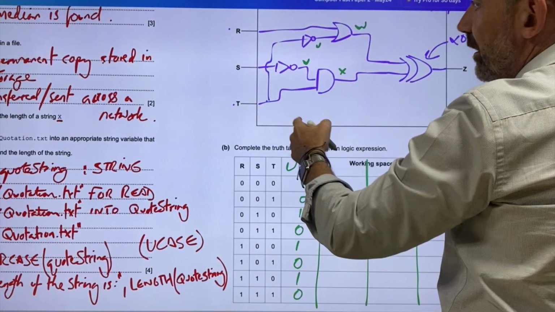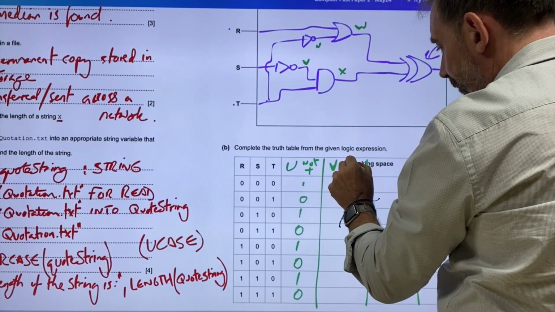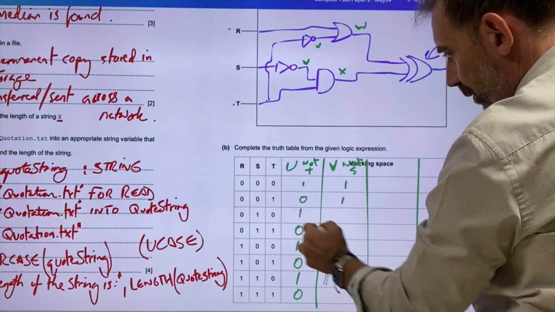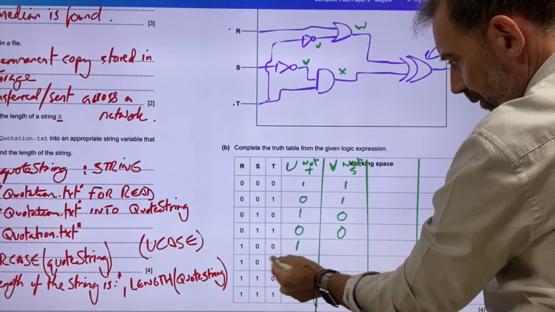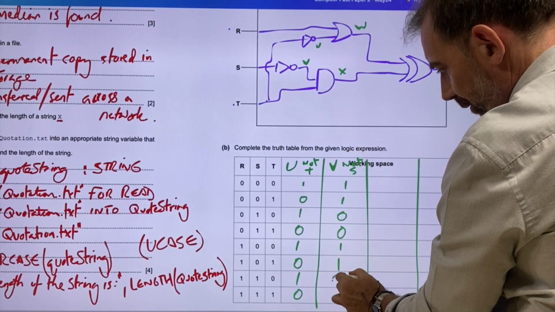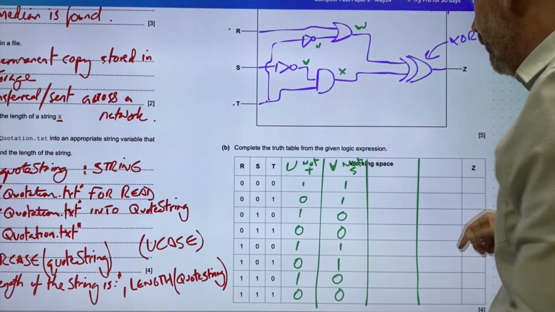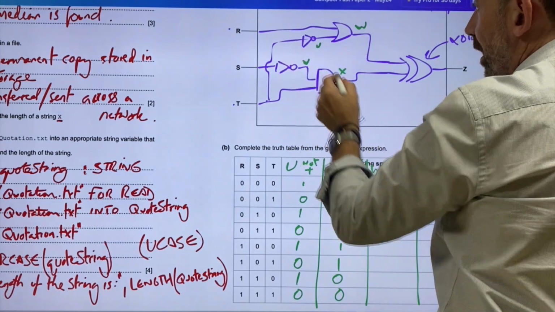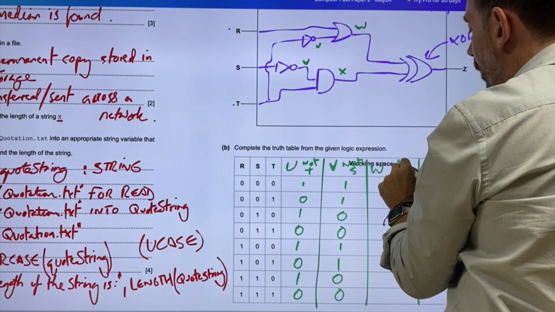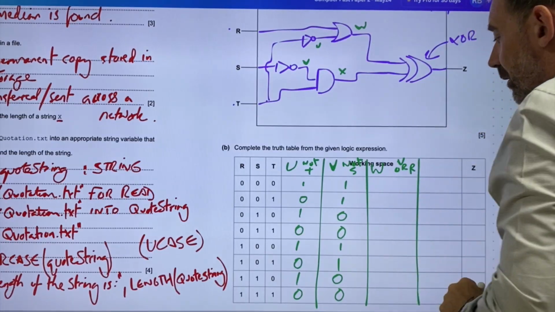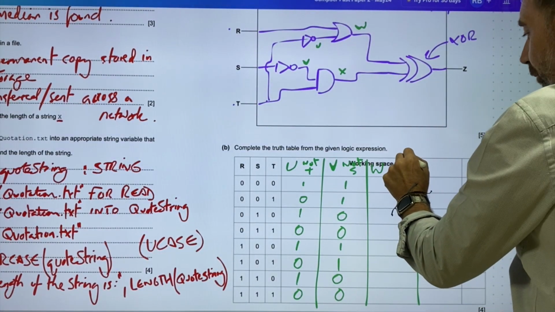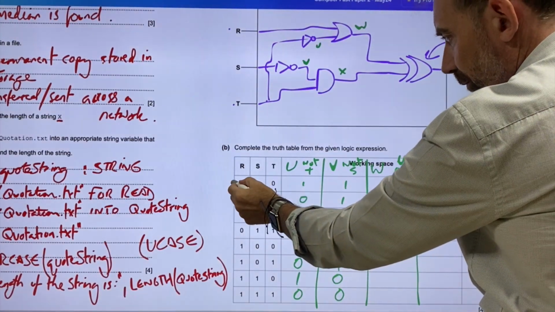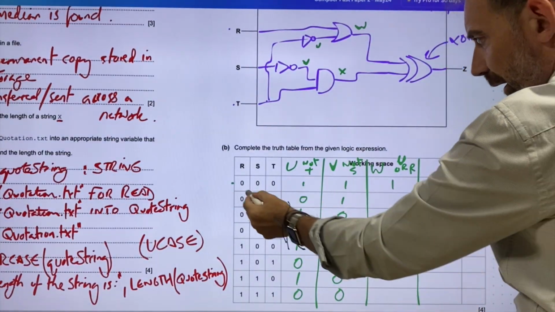Okay, now V is not S. So looking down here, 1, 1, 0, 0, 1, 1, 0, 0. Okay, W is U or R. So U, oh, that's a V, but U or R. So here, 0 and 1, so that will be okay.